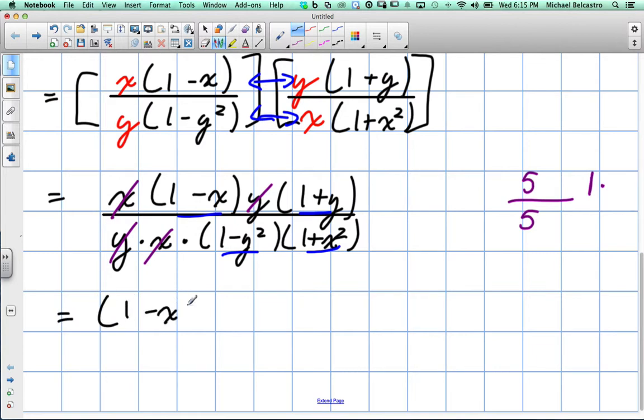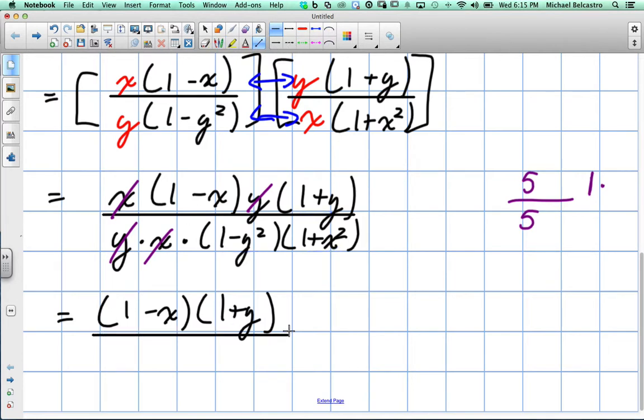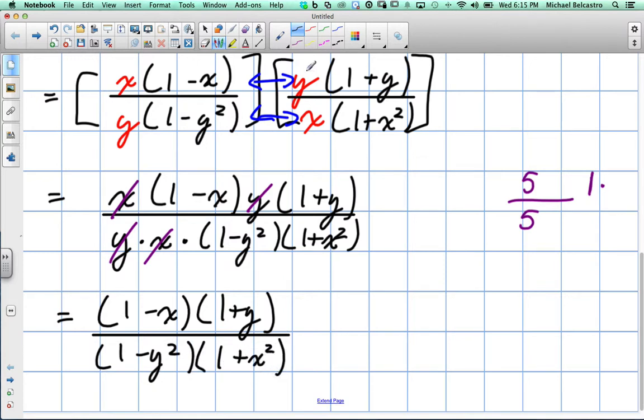1 minus x, 1 plus y, divided by 1 minus y squared, 1 plus x squared. When I quickly look at this, the top, there's nothing I can really do. This value on the bottom, I can't do anything, but this one is actually a difference of squares. So I can factor that again.